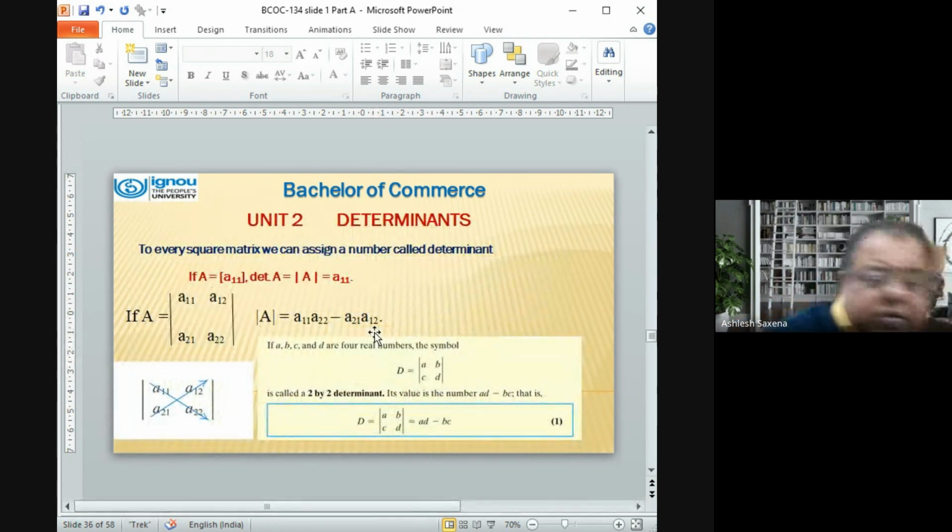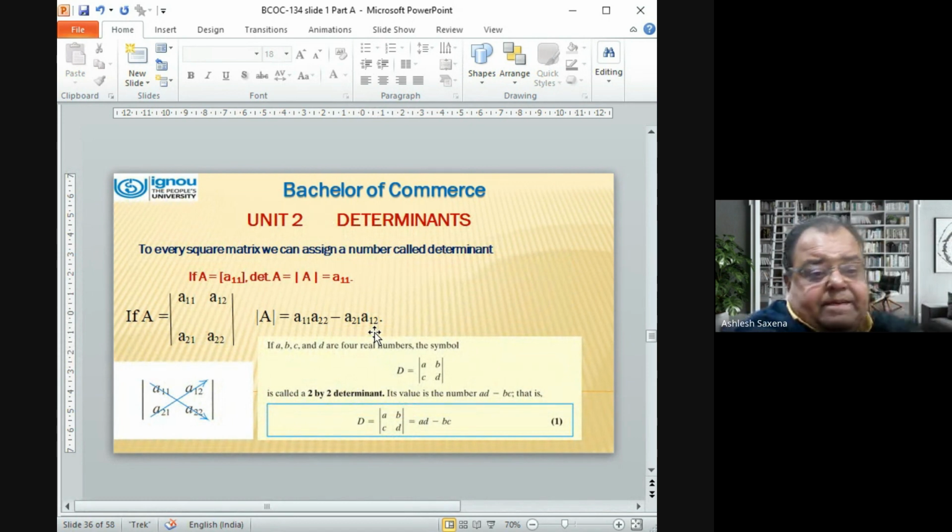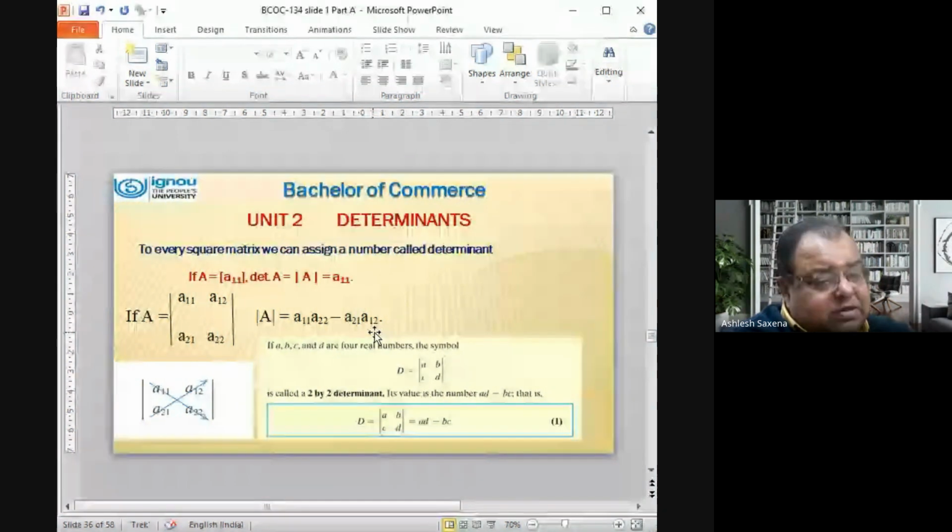Now we move to determinants. We can say that a determinant value is a number, or we can say that we are finding out the value of the matrix. To every square matrix, we can assign a number called the determinant. It is represented as mod of A, and the order will remain the same. A11 means first row, first column. A12 means first row, second column.